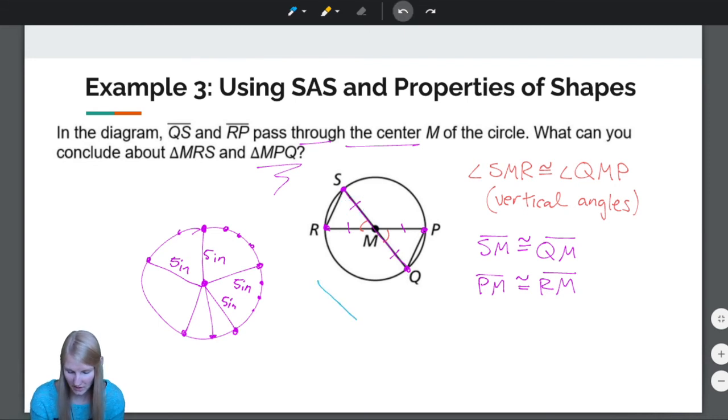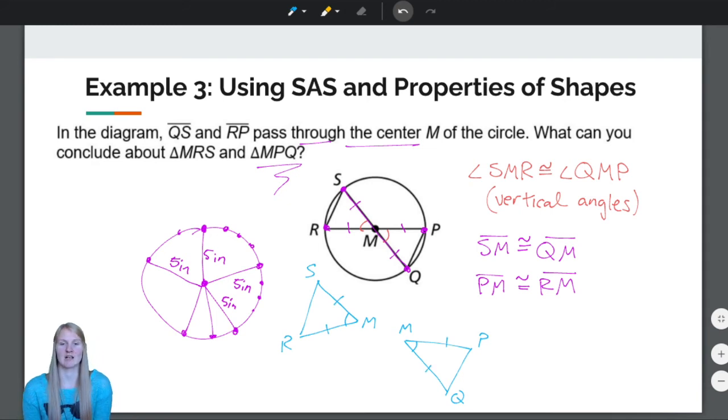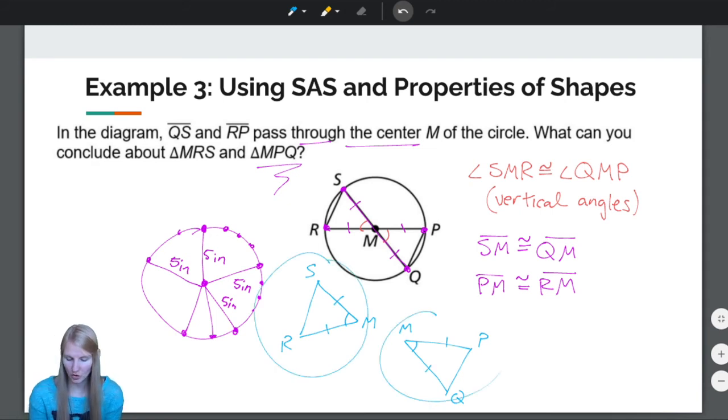But if I take these triangles out, SMR and MPQ, we have these markings on our triangles. So I just drew the triangles inside of this diagram. I drew them down here so that it'd be easier to see outside of the circle.